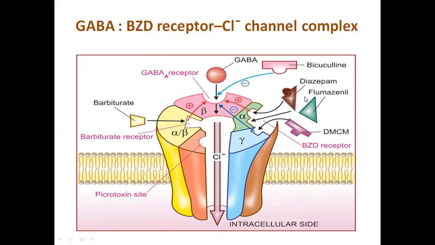Diazepam is nothing but a benzodiazepine. The place where the benzodiazepine will bind, that alpha gamma interface, is called the benzodiazepine receptor. And we will learn the antagonist flumazenil, which is a competitive antagonist for the benzodiazepines, so that will also bind to the alpha gamma interface. So basically you should know at least these three receptors: barbiturate receptor, GABA A receptor, and benzodiazepine receptor. This whole complex we call the GABA benzodiazepine receptor chloride channel complex.